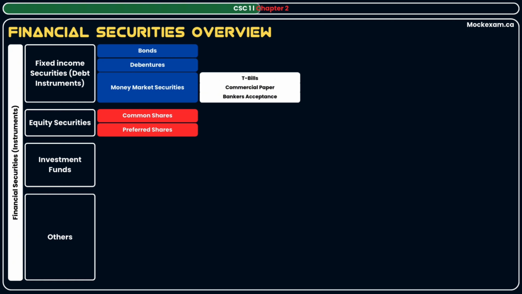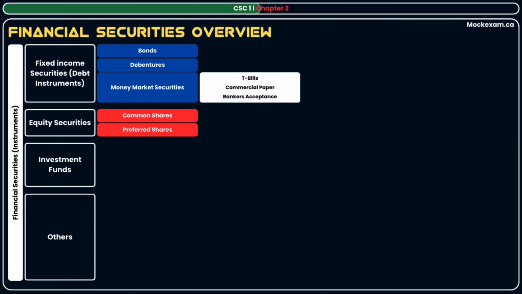The third type of financial instruments are investment funds. Investment funds are like a big pool of money that many people put their money into. This money is then managed by professionals who use it to buy things like stocks, bonds, or other investments to try to grow it. Here's how it works. Instead of one person investing a lot of money on their own, many people contribute to the fund. Then the fund manager decides how to invest that pool of money in different types of securities.